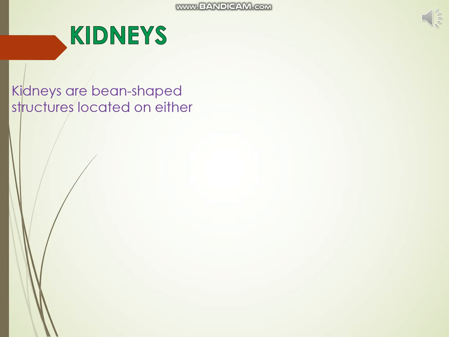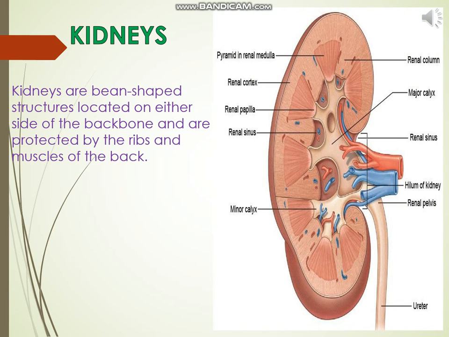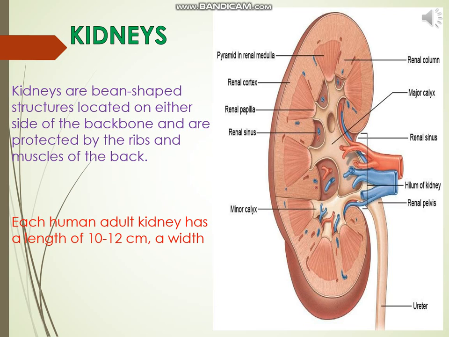Kidneys are bean-shaped structures located on either side of the backbone and are protected by the ribs and muscles of the back. Each human adult kidney has a length of 10 to 12 cm and a width of 5 to 7 cm and weighs around 120 to 170 grams. The kidney has an inner concave structure. At the center there is a notch called hilum through which the blood vessels and nerves enter the organ.